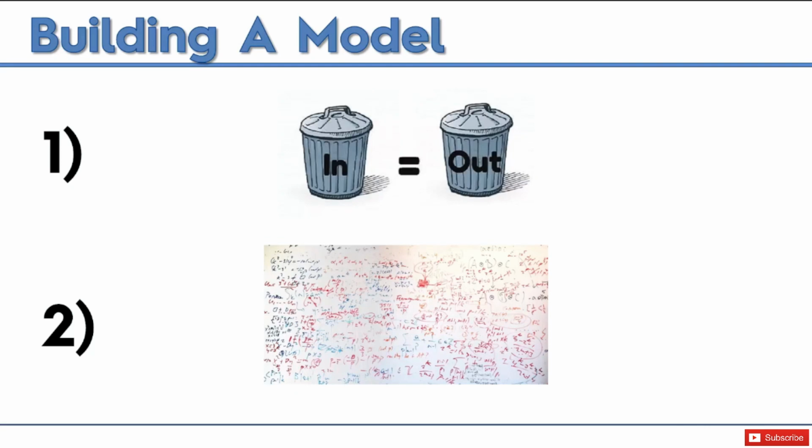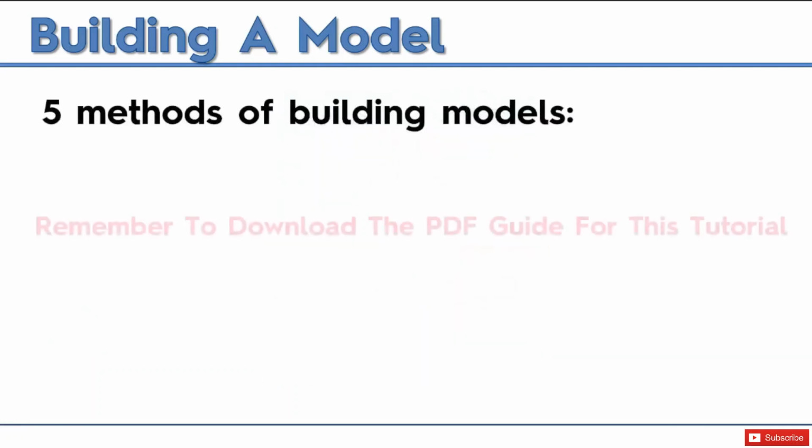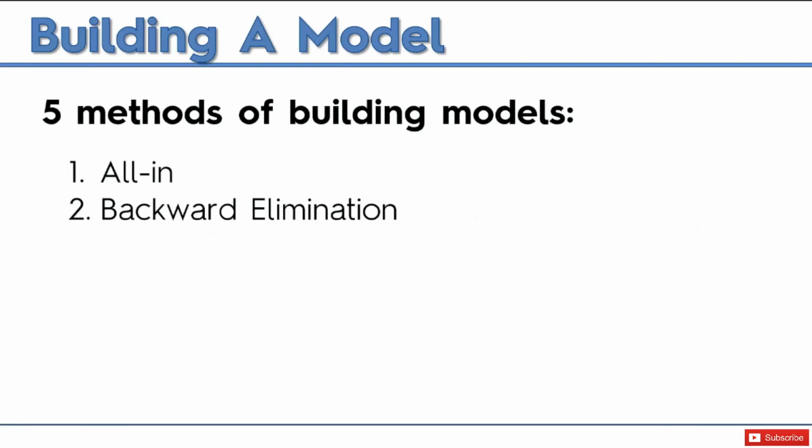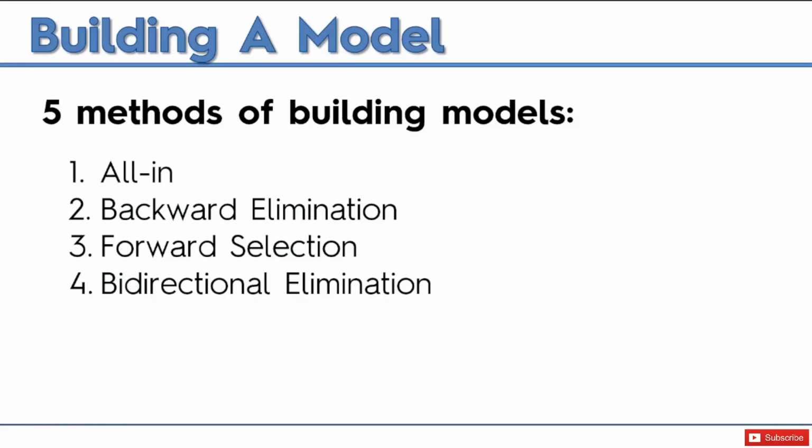So how do we construct a model? This is the process of building the model, selecting the right variables. Well, there are 5 methods of building models that we're going to discuss. Number 1 is all-in. Number 2 is backward elimination. Number 3 is forward selection. Number 4 is bidirectional elimination. And number 5 is score comparison. We're going to talk about each one of them just now.